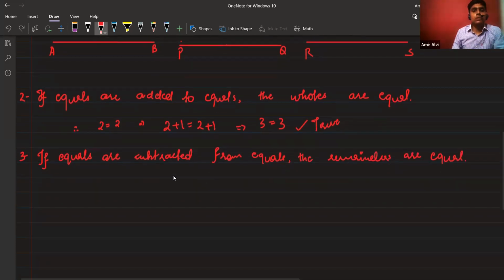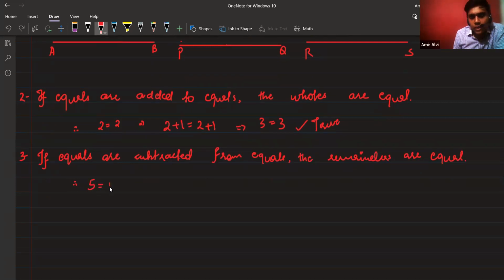Okay. So suppose that 5 equals 5, yes or no? And if I subtract 2 on both sides, basically 3 equals 3 will be left. So that's obviously true. So that's the third axiom.